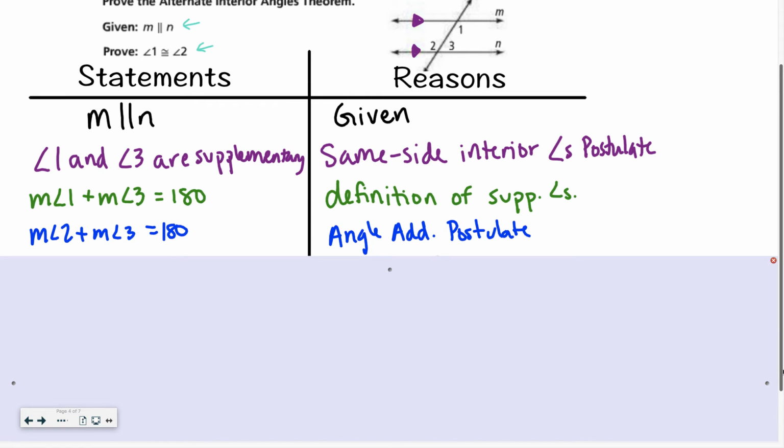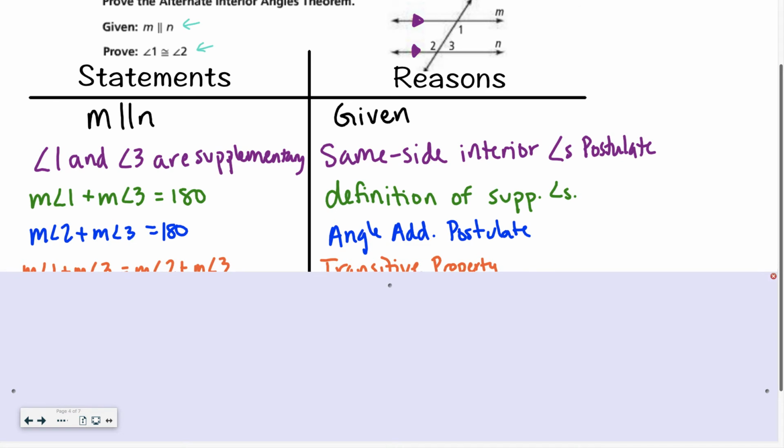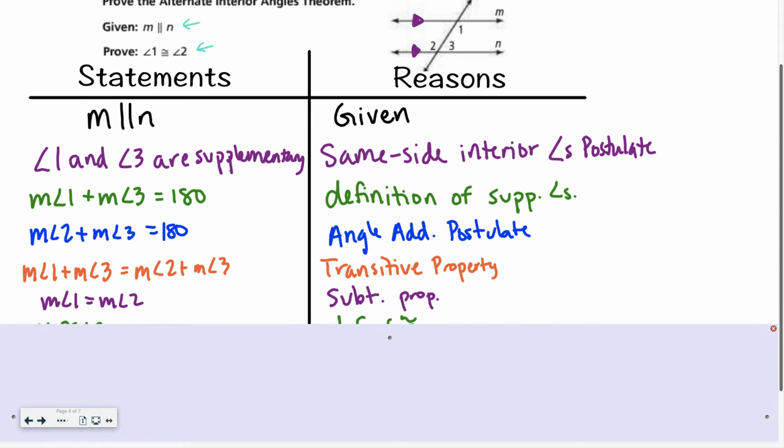So now that I know that both measure of angle 1 plus measure of angle 3 and measure of angle 2 plus measure of angle 3 equal 180, I'm going to set those two things equal to each other. Transitive property, right? They're both equal to the same thing, so I can set them equal to each other. Now, I see that I have a measure of angle 3 on both sides of that equal sign. So if I subtract that measure of angle 3 from both sides, because we always want to get rid of that excess information, I'm left with the measure of angle 1 equals the measure of angle 2. That's just by subtracting, right?